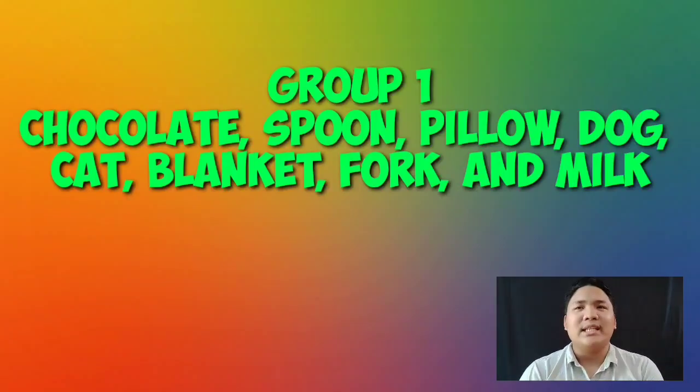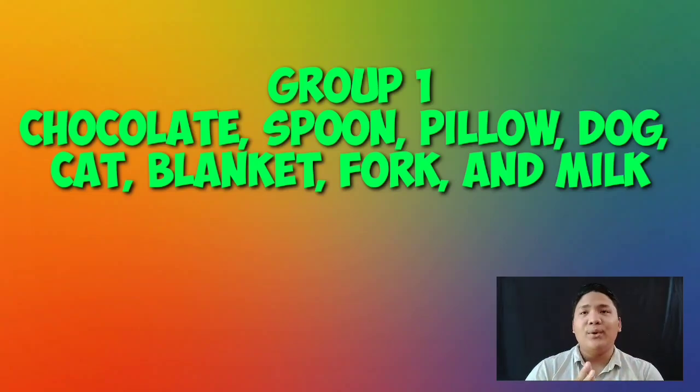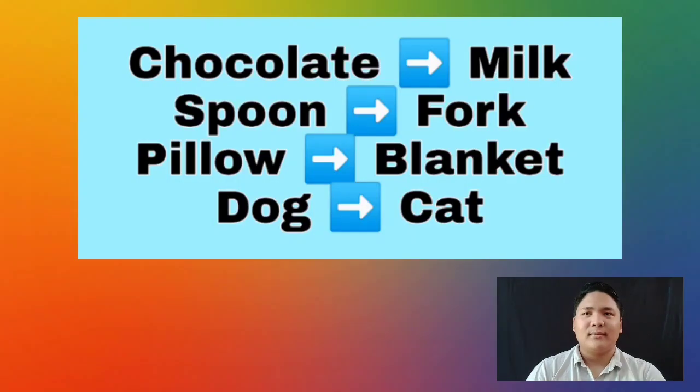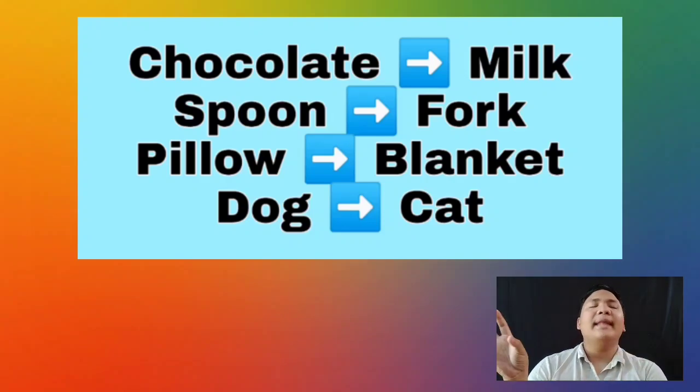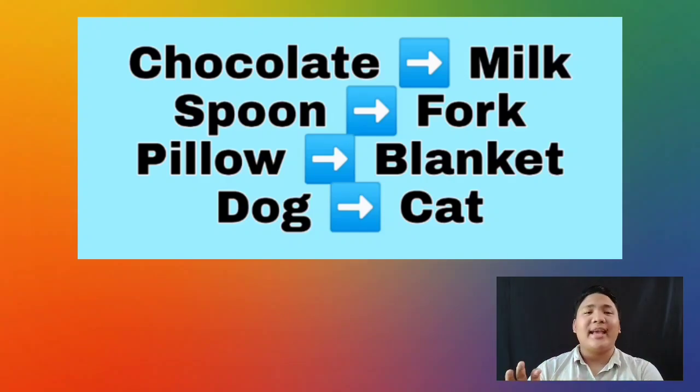Alright, according to the words or group of words that they have received, they have chocolate, spoon, pillow, dog, cat, blanket, fork, and milk. And this is what they have got. As we can see, they have paired chocolate with milk, spoon, and fork, pillow and blanket, and lastly, dog and cat.